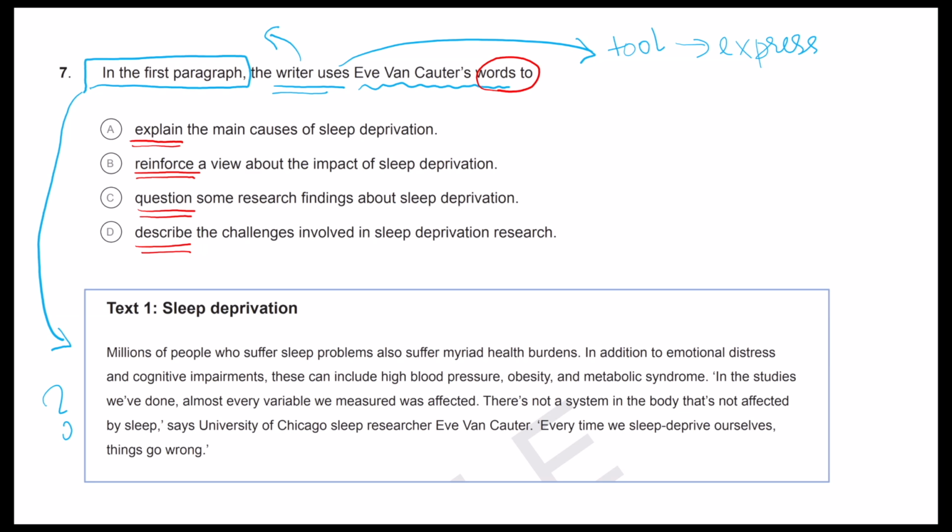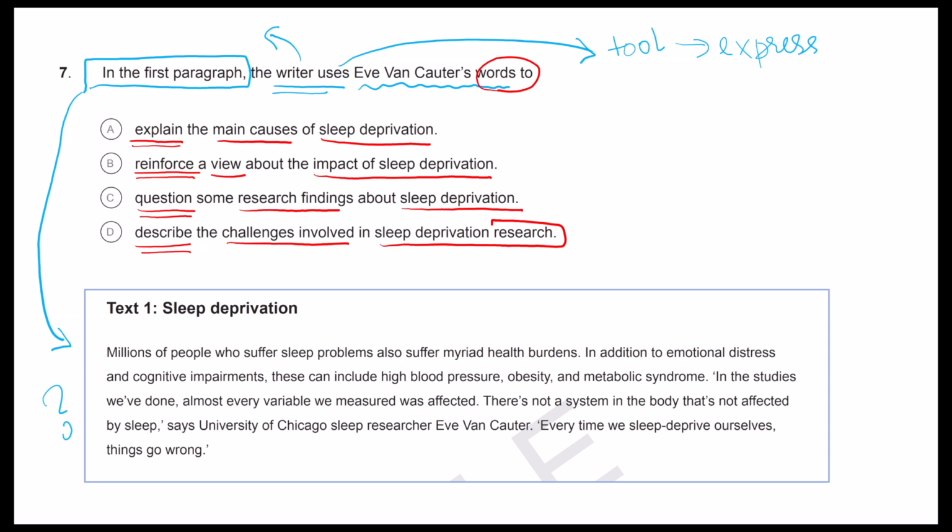Look at option A. Explain main causes of sleep deprivation. So underline the key terms. Reinforce what? View about impact of sleep deprivation. Option C, question research findings about sleep deprivation. And option D says describe challenges involved in sleep deprivation research, not just sleep deprivation, challenges involved in the research. Okay, so that's step number 2 or tip number 2.